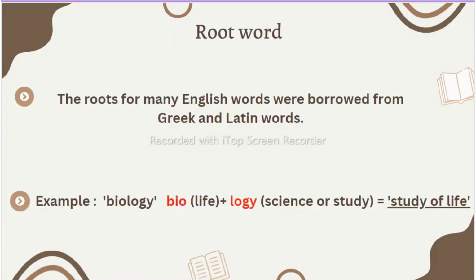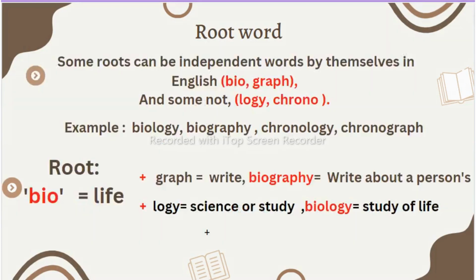So, students, the origin of these root words is Greek and Latin. Many words in English were borrowed from Greek and Latin words. And here, students, it is important to know that some roots can be independent words by themselves, like we have seen before, like able, which can give meaning, means can be done, but some cannot, like logi and chrono. Bio and graph give meaning independently, but logi and chrono don't.